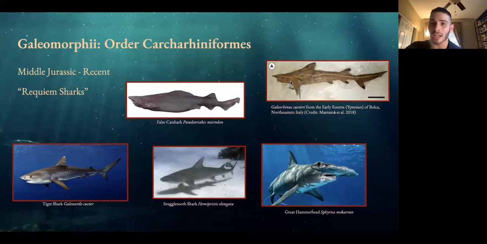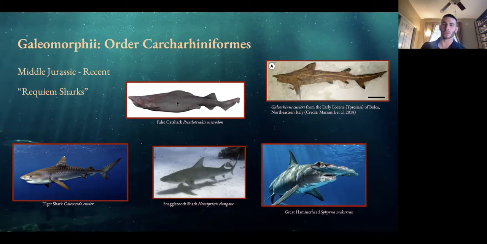Above here is an articulated skeleton of Galeorhinus cuvieri. This is from the Eocene of Italy. And this would be related to the modern day tope shark or school shark, whatever most people like calling them. So the false cat shark, this ugly shark right here, is also a carcharhiniform.